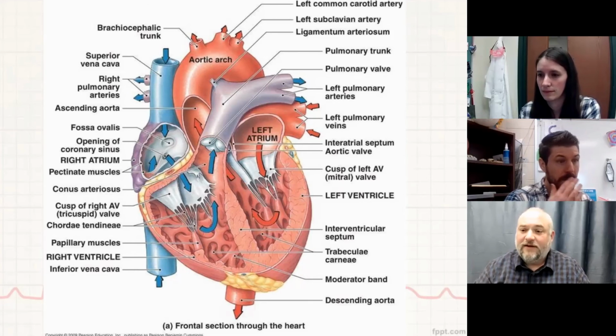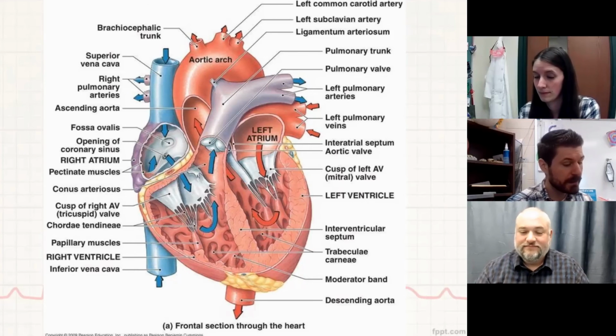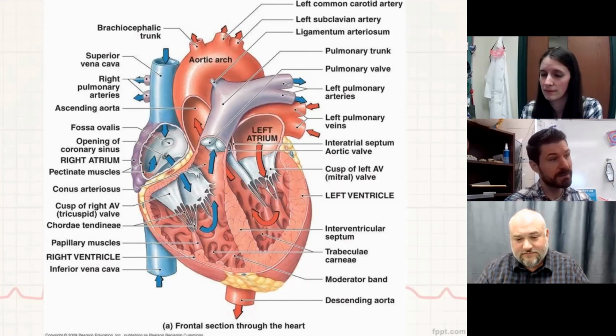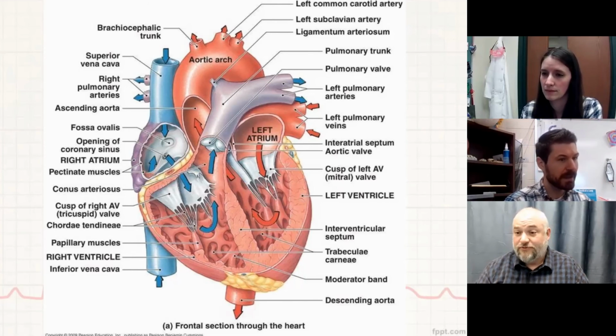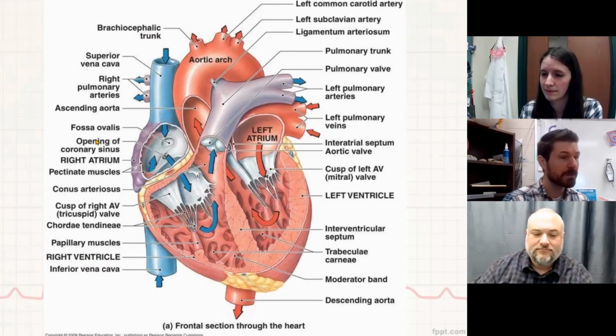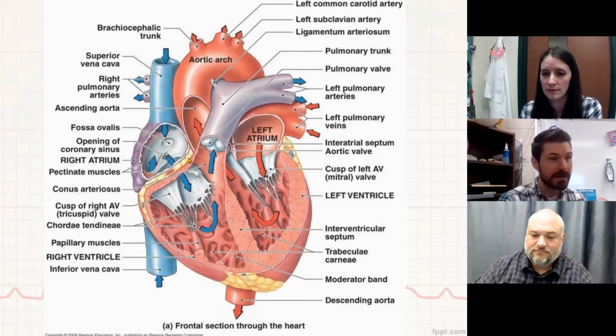I was going to add on a couple of things. One was to note that we're not expecting students to know the names of the valves. So don't be concerned about that, but know that they're there and why they're there.